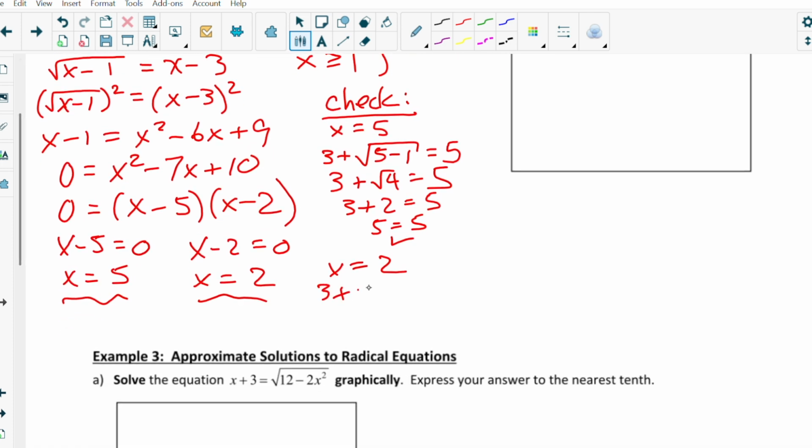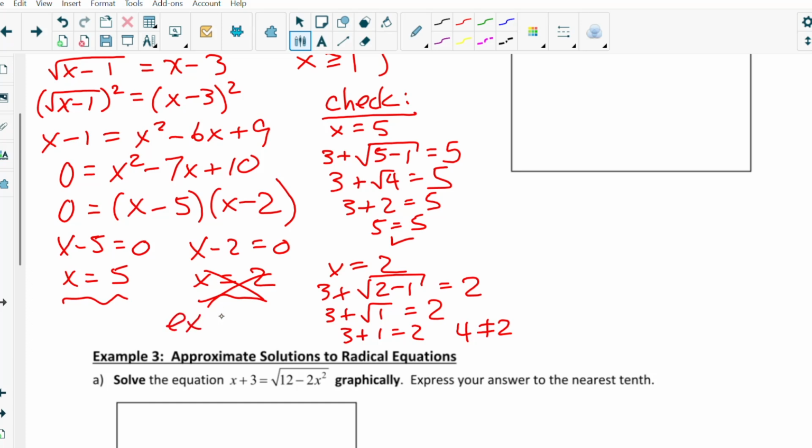I have 3 plus square root of 2 minus 1 equals 2. 3 plus square root of 1 equals 2. 3 plus 1 equals 2. 4 does not equal 2. So this is extraneous. So I'm going to reject x equals 2.